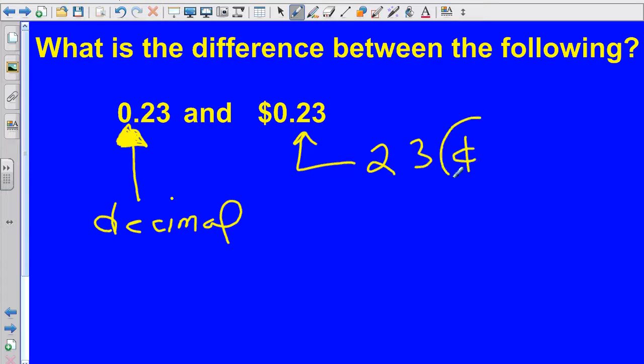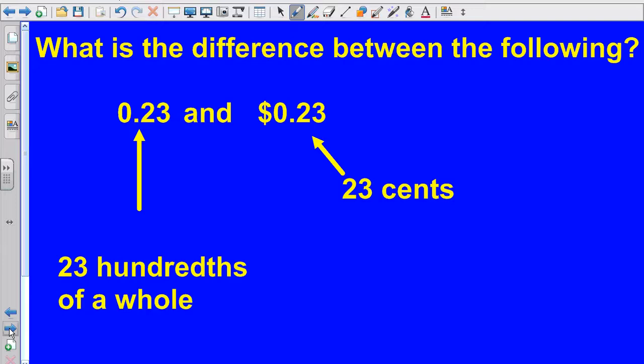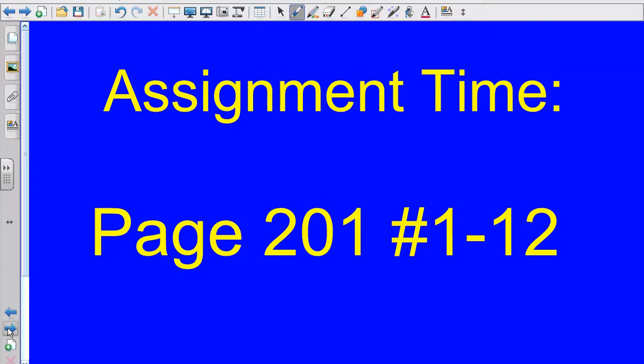If you didn't know it, this is the sign for a cent. For some reason, we always put it after the money. You don't put the cent up front. And the next one is the decimal, 23 hundredths of a whole, and that's your answer. And here, finally, after 3 days of lessons, we are now done.